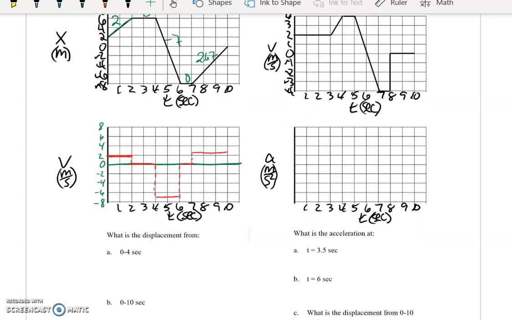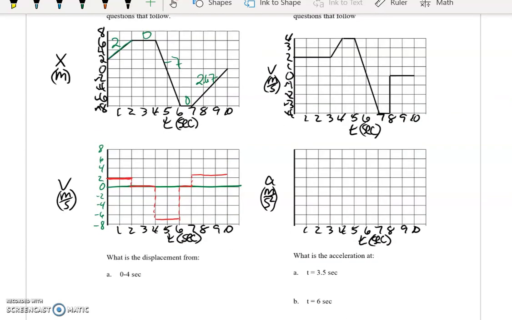For question A, displacement from 0 to 4 seconds, I can look at the position graph and just say, all right, at 0 seconds we're at 2 meters, at 4 seconds we're at 6 meters, so my displacement is 4 meters. Or I could have found the area of this rectangle from 0 to 2 seconds of our velocity time graph. 2 by 2 gives you 4.